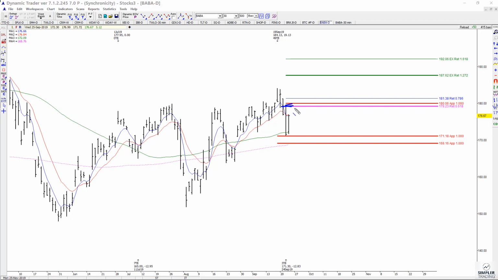One of the things to do would be to really ratchet up your stops at that point, because this is where it has a chance to fail. It's not like you can't go back in it if it comes back through it, because that's what we would need to see if we are indeed going to head towards that 187.62 area.